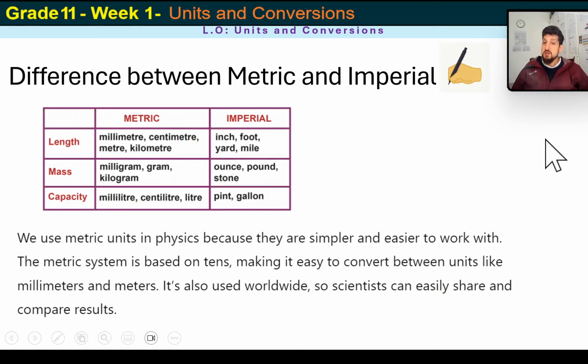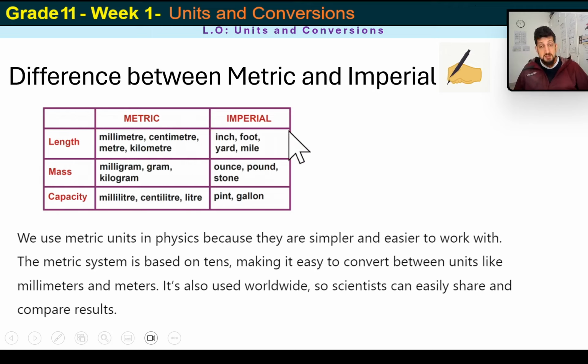Difference between metric and imperial. This is for those students that are really curious about it. The metric units is what we use. That's the base 10 units. So millimeter, centimeter, meter, kilometer. Then we've got mass, which is milligram, gram, and kilogram. And then we've got capacity, which is liters, milliliters, centiliters. We won't be dealing with this so much here. It's something that we deal with quite a lot in chemistry. With physics, we don't really deal with it that much.